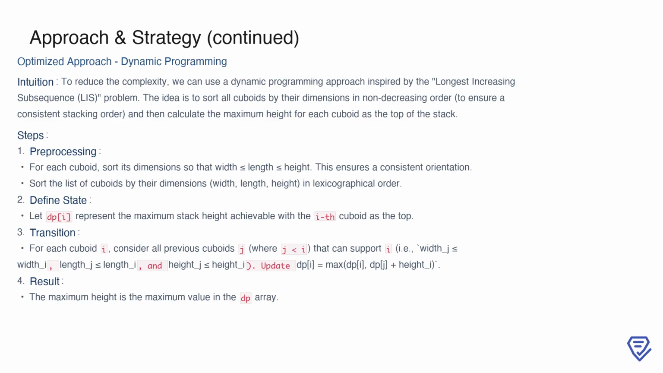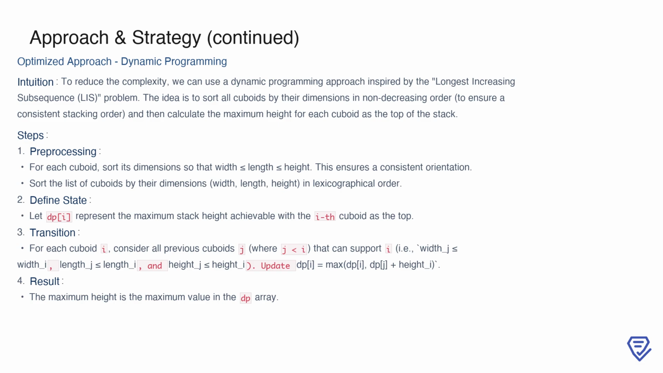First, we pre-process the cuboids by sorting the dimensions of each cuboid so that width is less than or equal to length, which is less than or equal to height. Then, the entire list of cuboids is sorted lexicographically based on these dimensions. This step simplifies the stacking logic.